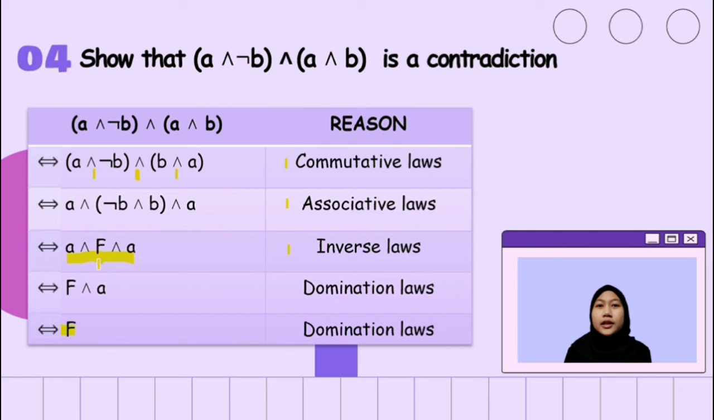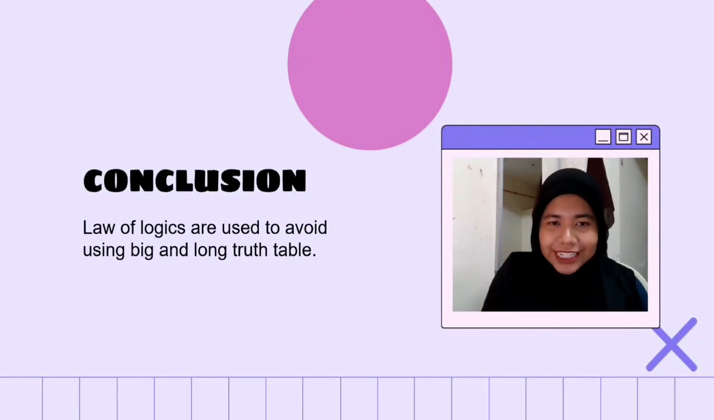A and F is equivalent to F using the domination law. Lastly, our equation now is F and A. Using the domination law again, F and A is equivalent to F. To sum up, our last answer is F. Then we can show that open bracket A and not B close bracket and open bracket A and B close bracket is a contradiction. In conclusion, laws of logic are used to avoid using big and long truth tables.